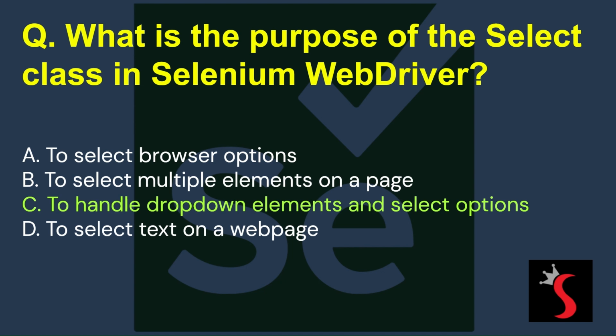Methods. The Select class provides methods for interacting with drop-downs, such as: selectByVisibleText method selects an option based on the displayed text. selectByValue method selects an option based on the value from the HTML. selectByIndex method selects an option based on the index, which starts at 0.